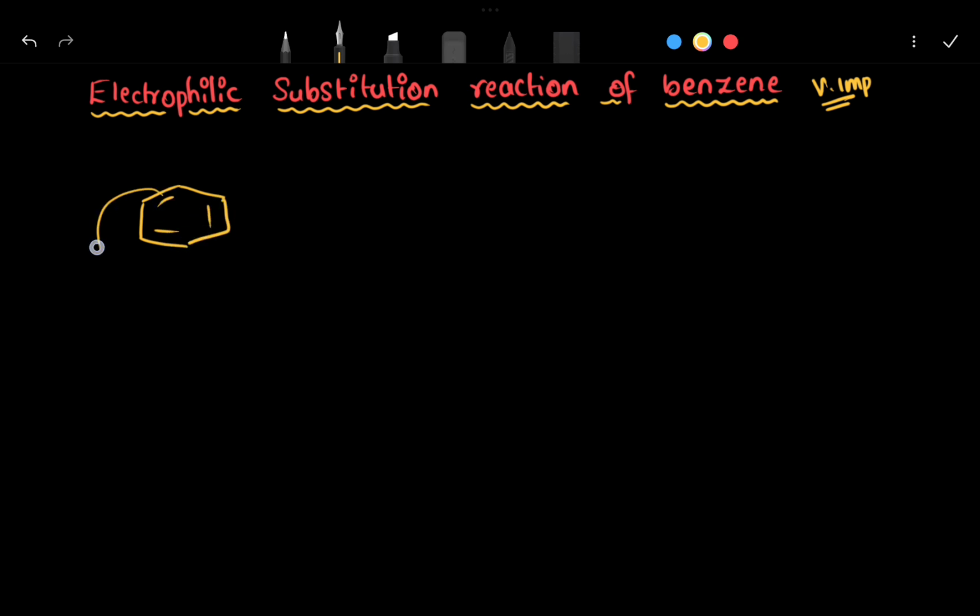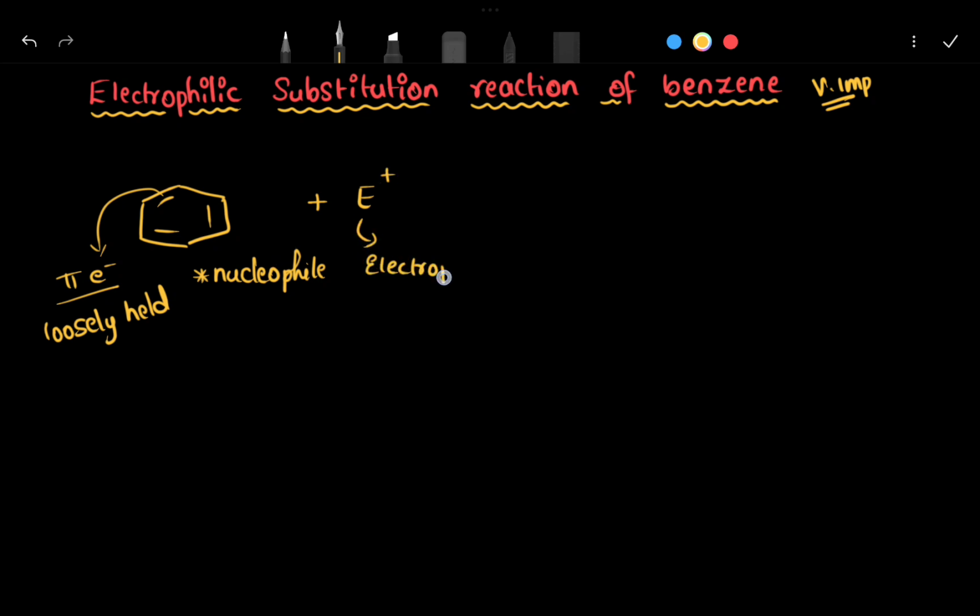Now see, in benzene we have these pi electrons, and we know that pi electrons are loosely held. Now if these are loosely held, then these electrons can be donated to any electrophile. So remember, any benzene or its derivatives in electrophilic substitution reaction will behave as a nucleophile. Nucleophile means the one which can donate electrons. Now if these species are donating electrons, you need another species which should accept electrons. So that will be the electrophile here. Fine.